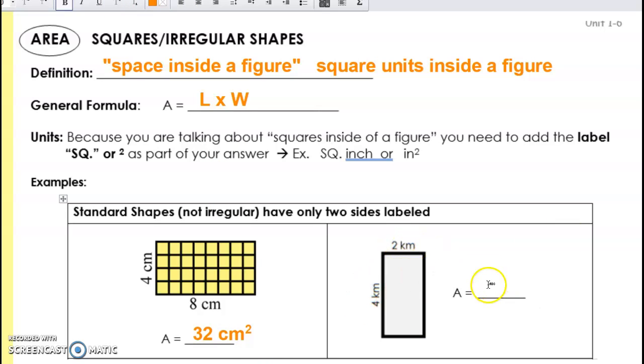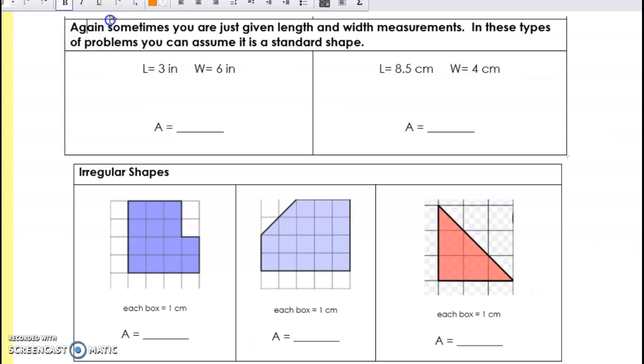Taking a look at number 2, you don't see the squares inside, but if you're asked to find area, you're still multiplying those two values. So 4 times 2, 8 kilometers, and I'm going to use the little 2, the exponent of 2. Okay, again, sometimes you're just given the length and width measurements. Those are the easier types. You can just assume it's a standard shape, a rectangle or square, and simply multiply.